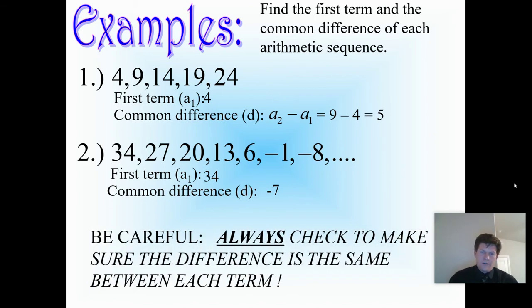Make sure that common difference is the same every time. I believe in the last video, we saw an example where the first few followed the same pattern, and then after that, it went totally random. That's not an arithmetic sequence. It has to have the same common difference throughout the list of numbers. So make sure they follow that pattern all the way through.